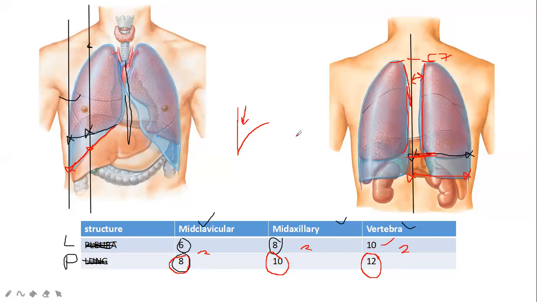What about the fissures now? Let's talk about the fissures. So for the fissures, this is how they actually move.